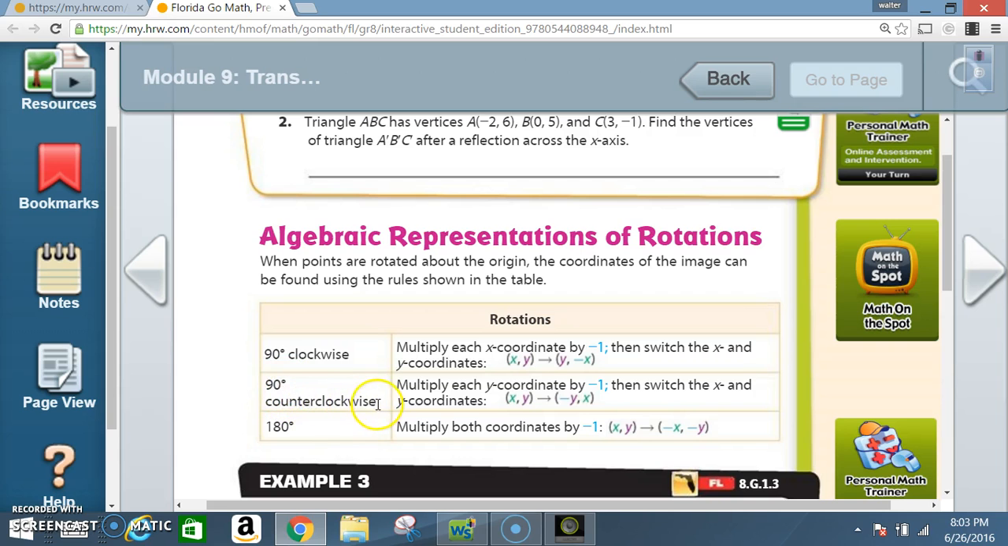90° counterclockwise. Multiply each y coordinate by -1. Then switch the x and y coordinates. So (x, y) becomes (-y, x). 180-degree rotation. Multiply coordinates by -1. That is, multiply each coordinate x and y by -1. So (x, y) becomes (-x, -y).